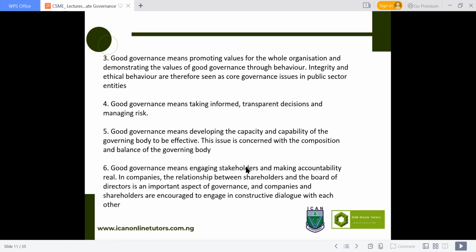Number three, the third principle. Good corporate governance means promoting values for the whole organization and demonstrating the value of good corporate governance through behavior. Integrity and ethical behavior are therefore seen as a core governance issue in public sector entities, because in public sector entities there are rules.